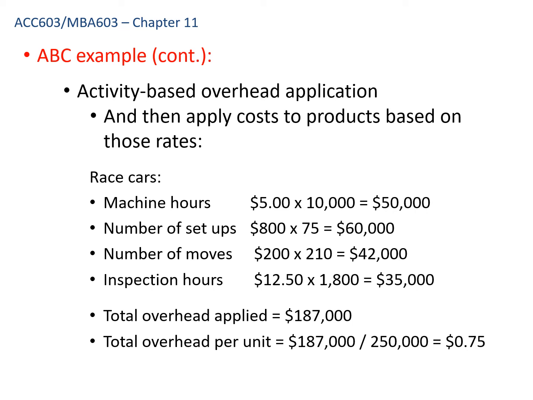I do the same thing for race cars. So I multiply the rate times the activities that the race car product will require, and I get the figures you see there, $187,000. I divide that by the number of race cars we're going to make. That's 75 cents per race car. So this process is going to more heavily burden the products that demand more activities, okay?